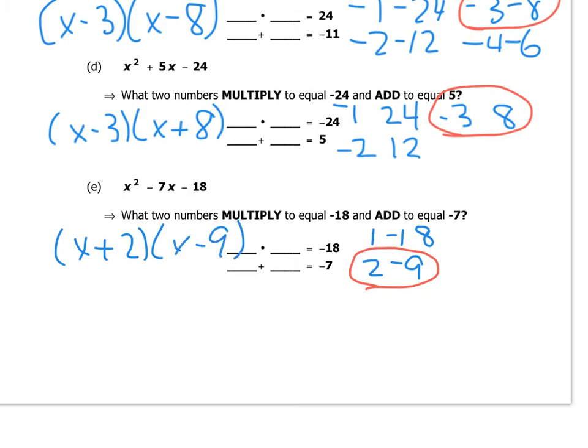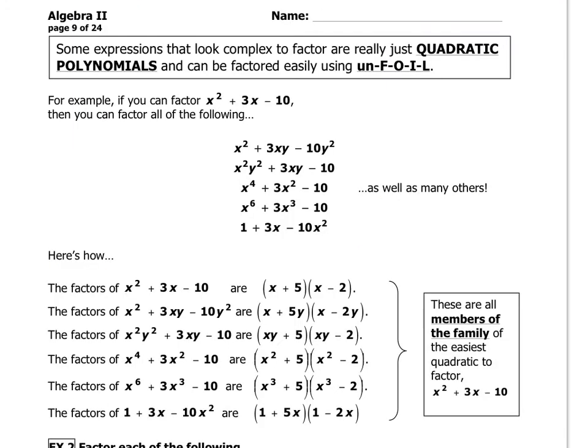And just so you know, you can always check your answer by foiling it. If you just foil this, if you're correct, you will get this trinomial. If you've got your signs mixed up or if you have the wrong numbers, this will come out to be something different than what you started with, and that'll be your clue to know that it is incorrect.